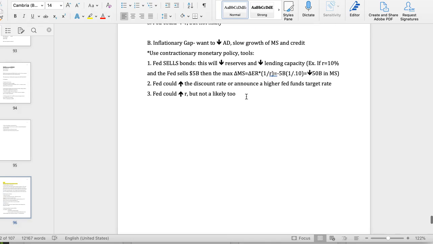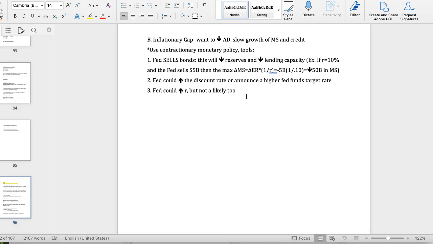What if there's an inflationary gap? And what we want to do is we want to slow growth. We want to decrease aggregate demand. So we want to make money harder to get. So that means we want to raise the interest rate. So in that case, we're going to use contractionary monetary policy. So again, going through the three tools, open market operations, the Fed will sell bonds. This will lower reserves and lower the lending capacity.